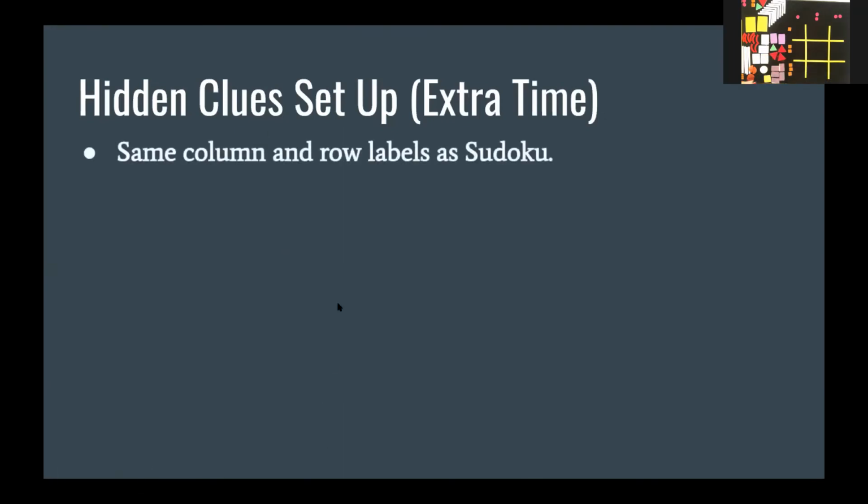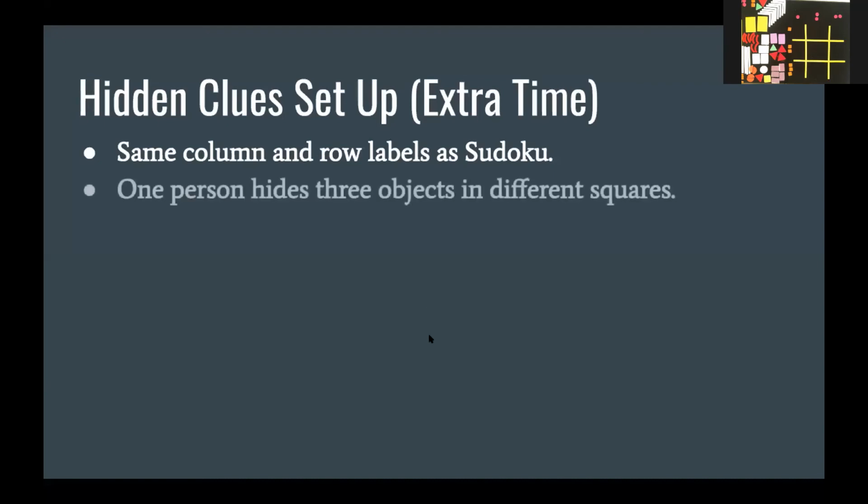This game is called Hidden Clues. If you've ever played the game Battleship, it's very similar to that. So you will use the same column and row labels as you did with Sudoku, that A, B, and C across the top, 1, 2, and 3 across the side.